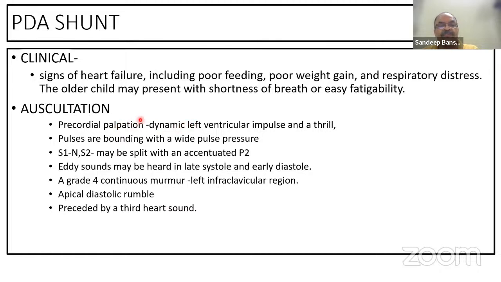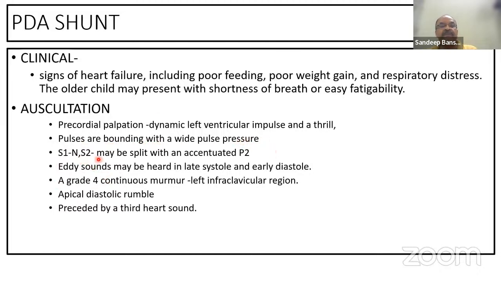So we have a torrential flow across the ductus arteriosus, and that leads to a dynamic left ventricular impulse, which is usually associated with a thrill. Because the flow from the aorta, all of it does not reach the periphery and is getting bypassed through the duct into the pulmonary artery. So the pulses are bounding with a wide pulse pressure.